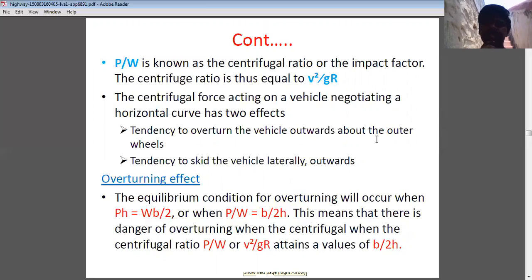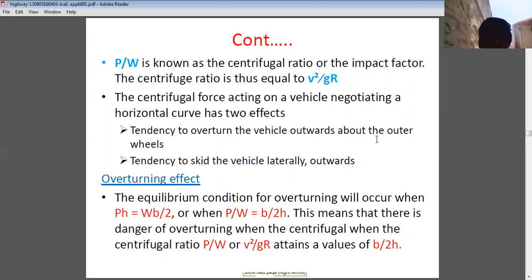The centrifugal force acting on a vehicle negotiating a horizontal curve has two effects: a tendency to overturn the vehicle outwards about the outer wheels, and a tendency to skid the vehicle laterally. When the vehicle travels at some speed, it has a tendency to overturn outward, that is, it moves outside the route. Otherwise, there is a tendency to skid the vehicle laterally outwards.